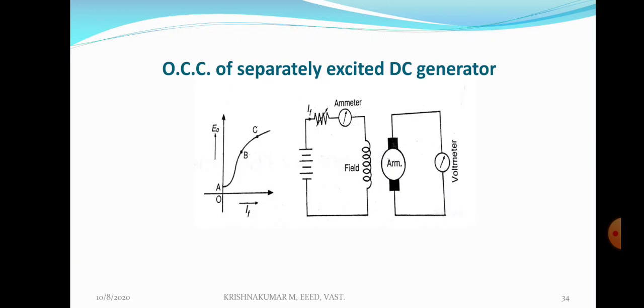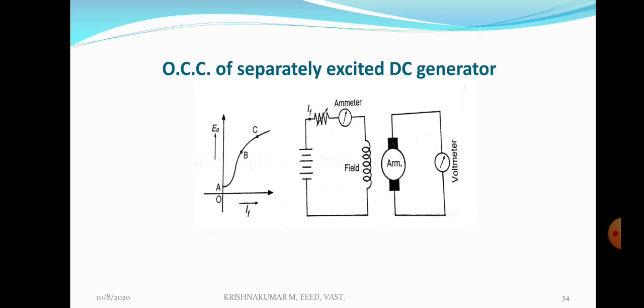Then OCC of a separately excited generator. The field winding is disconnected from the armature and is connected across an external DC source. To measure the field current, an ammeter is connected in series with it. To control that current, a rheostat is connected in series with it. To note the generated EMF under no load condition, a voltmeter is provided across the armature. This voltmeter measures no load generated EMF E0 and this ammeter measures field current, which can be varied by using the field rheostat.